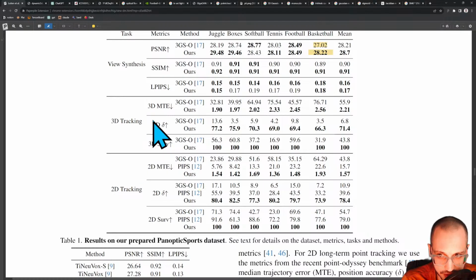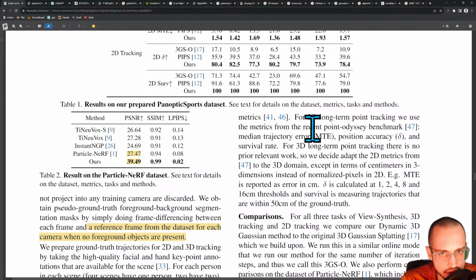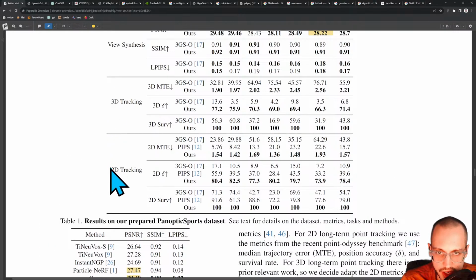2D tracking. TNU Vox S, TNU Vox, Instant NGP, Particle NeRF, and RS. Damn, this is a little higher, right? 27.39, that's significantly higher. For 2D long term, we use the metrics from a recent Point Odyssey benchmark. So this is the 2D tracking here.